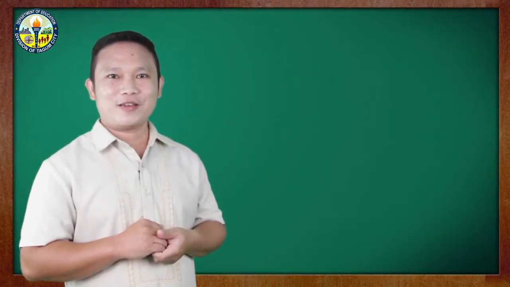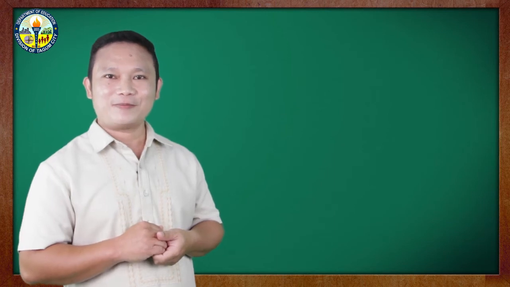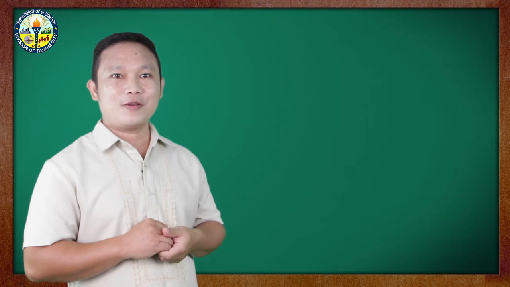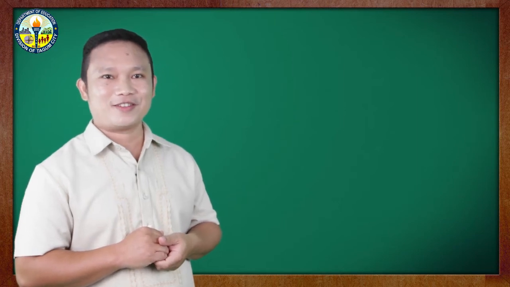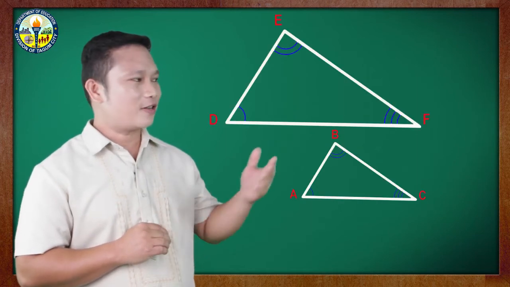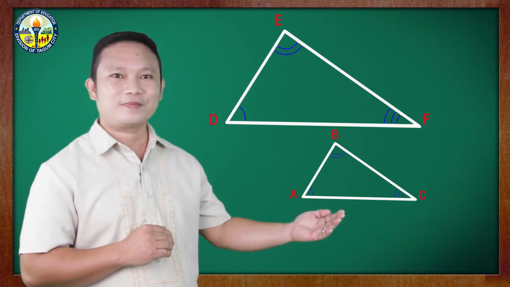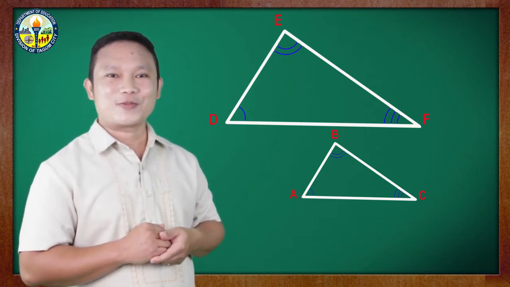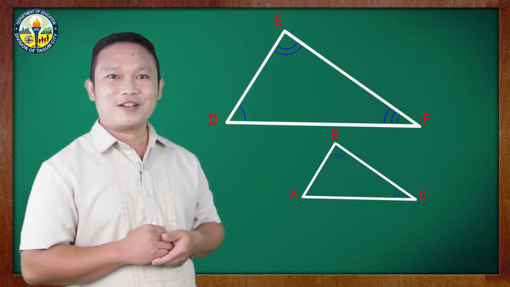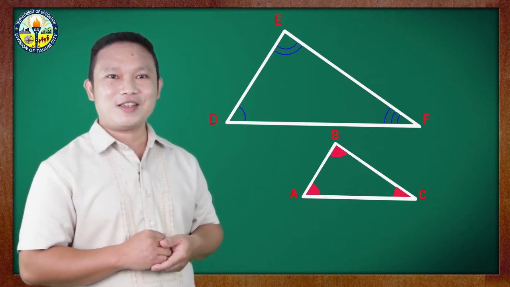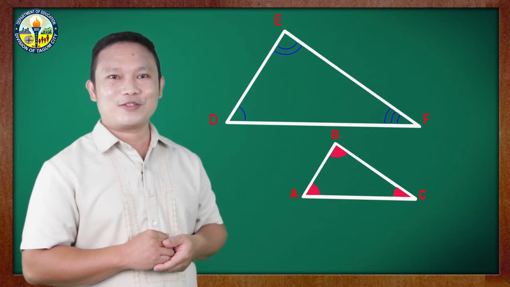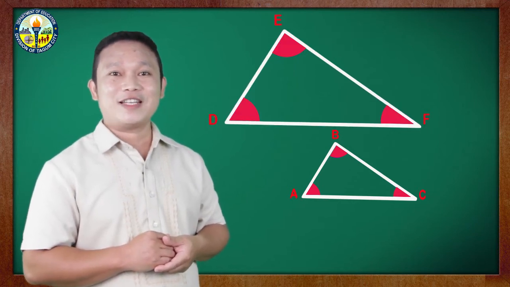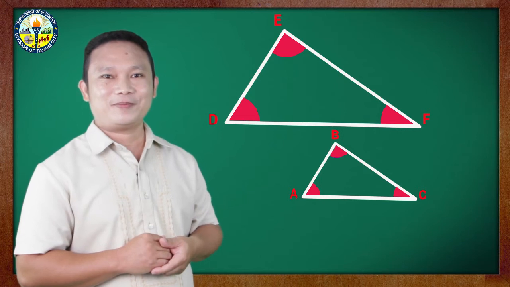When can we say that triangles are similar? Let us go through the postulate and theorems on similar triangles. Take a look at this illustration. What have you observed? That's right. 3 angles of triangle ABC are congruent to the corresponding 3 angles of the triangle DEF.